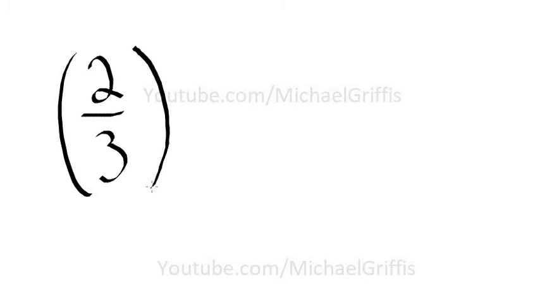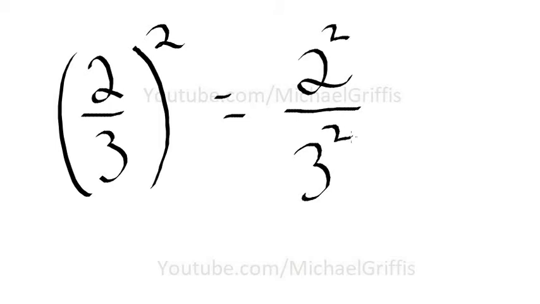What if I had 2/3 raised to the 2nd power? Well, this can be broken up as 2 raised to the second power over 3 raised to the second power, and that just becomes 4 over 9. 4 over 9. Okay, we're moving right along now.